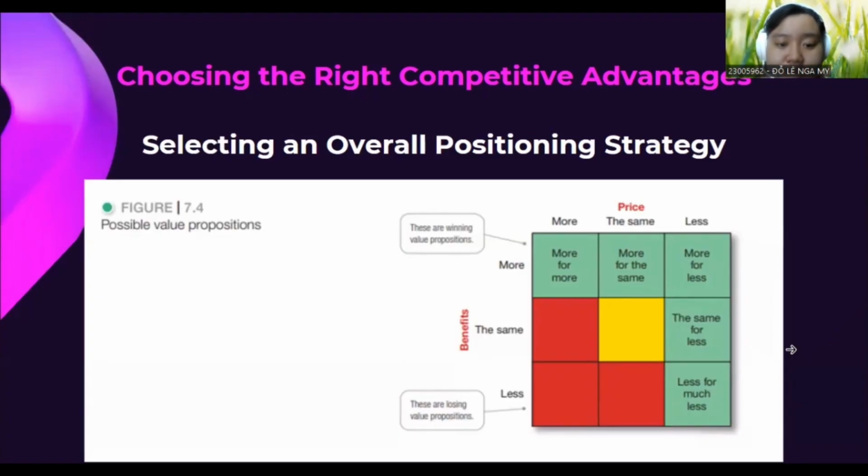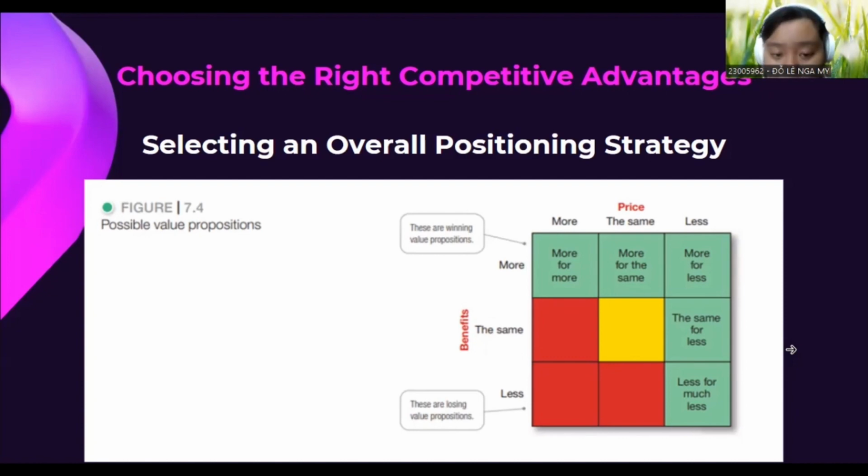Next, we've got selecting an overall positioning strategy. The full positioning of a brand is called the brand's value proposition, the full mix of benefits on which a brand is differentiated and positioned. In the figure here, the five green cells on the top and the right represent winning value propositions, differentiation and positioning that give the company a competitive advantage. The red cells at the lower left, however, represent losing value propositions. The center cell represents at best a marginal proposition. In the following sections, we discuss the five winning value propositions: more for more, more for the same, the same for less, less for much less, and more for less.